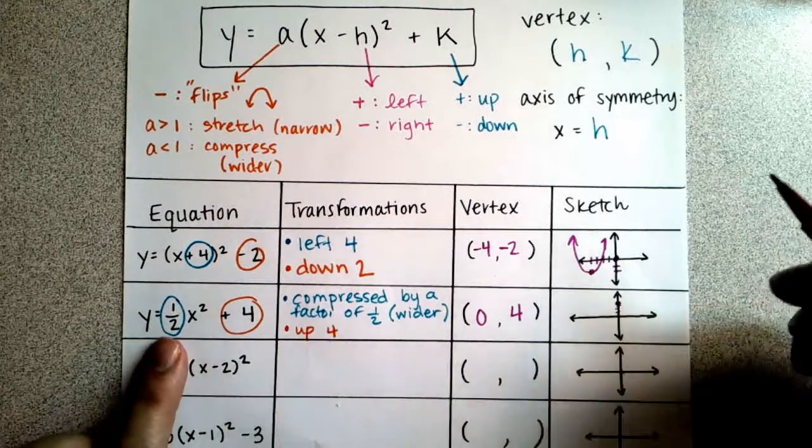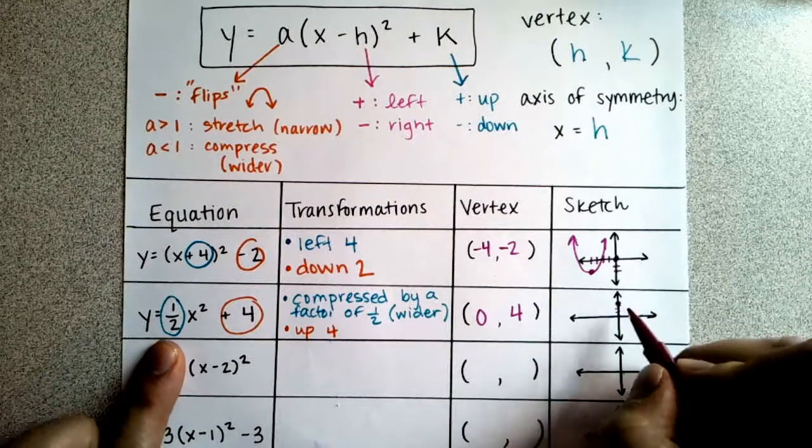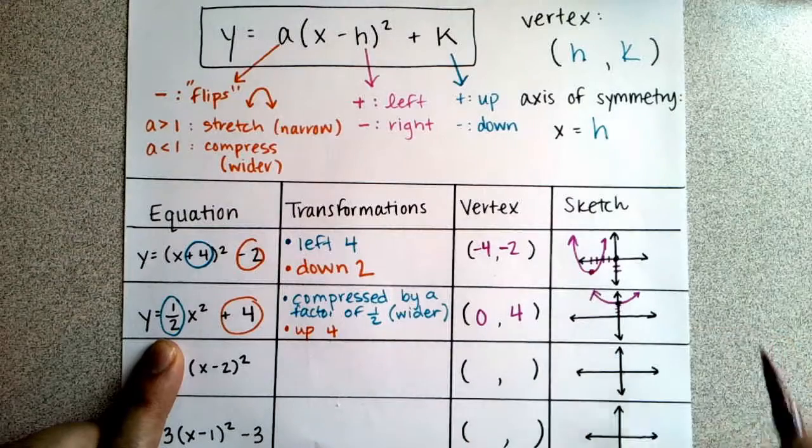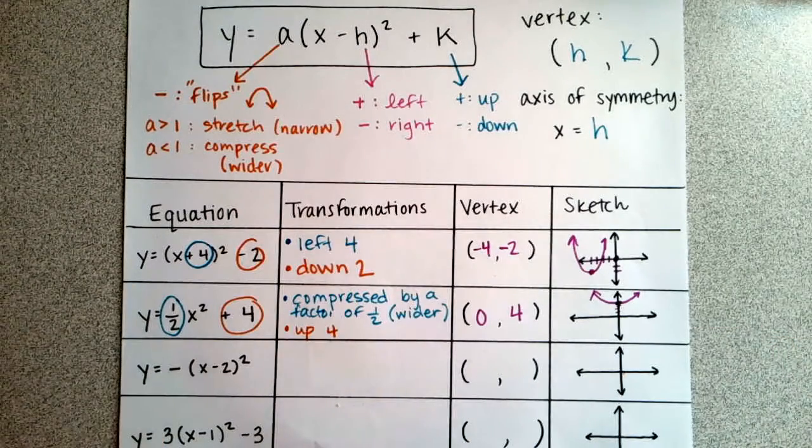And it still opens up because our a value wasn't negative, but now it's compressed, so it's a little wider than our parent function shape. It's a little squished down.